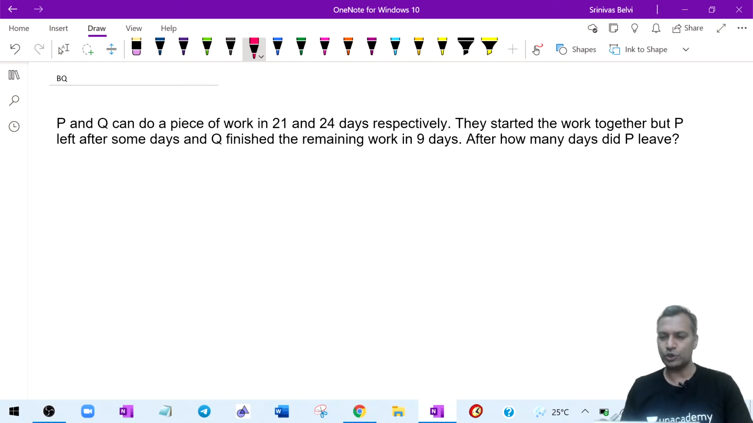Coming back to this: P and Q can do a piece of work in 21 and 24 days respectively. They start the work together, but P left after some days and Q finished the remaining work in 9 days. After how many days did P leave?